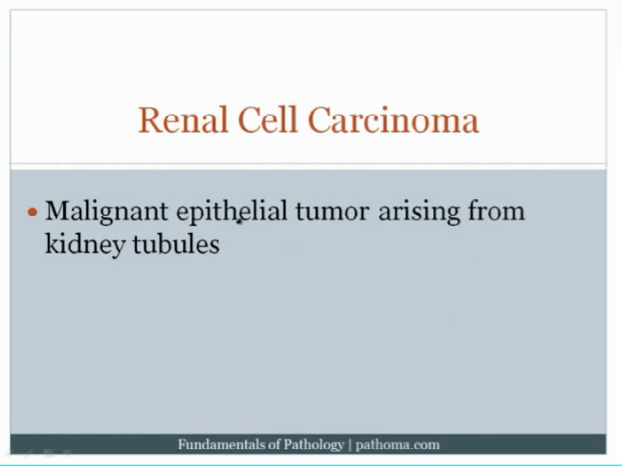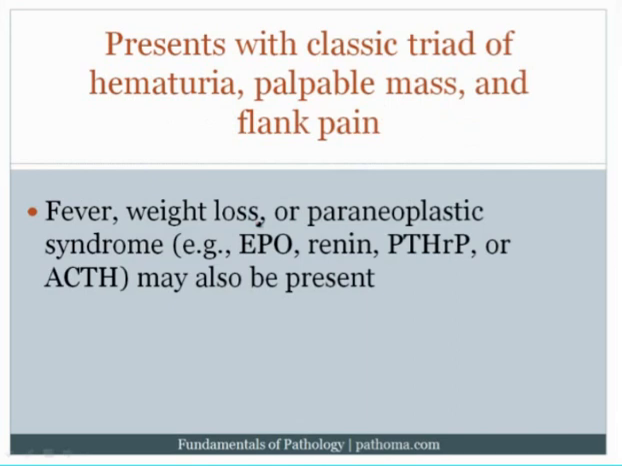Renal cell carcinoma is a malignant epithelial tumor that arises from the kidney tubules. It classically presents with this triad of hematuria, a palpable mass, and flank pain. This is the triad that we all memorize when we think about renal cell carcinoma, but interestingly, all three symptoms rarely occur together. In fact, in only 10% of patients would you see all three symptoms.